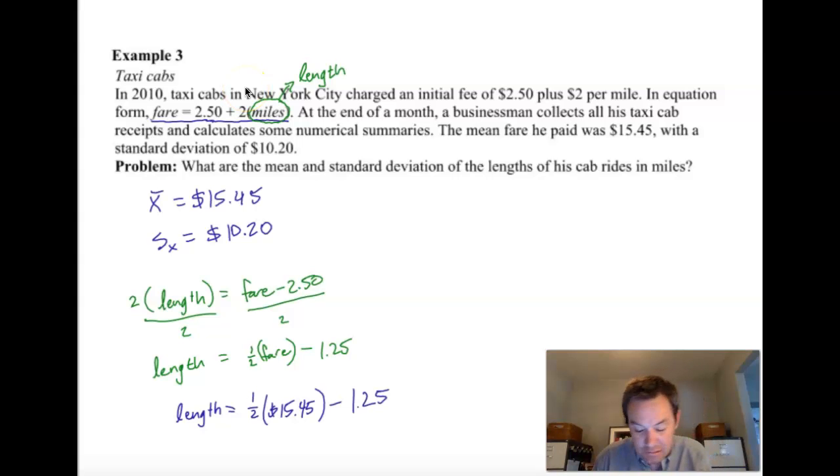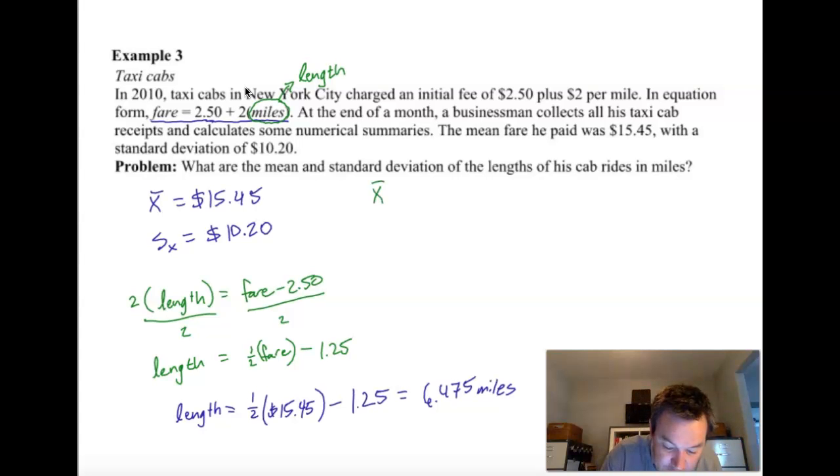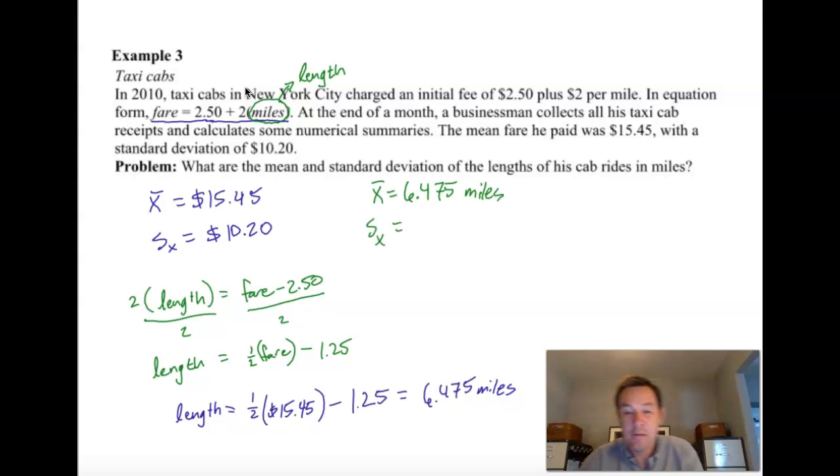And so remember, this is going to give us an answer in miles. So this is 6.475 miles. All right, so the mean length in miles is 6.475 miles. Now I need my new standard deviation for miles.